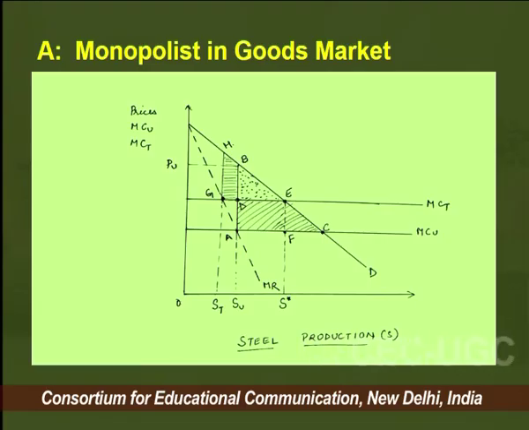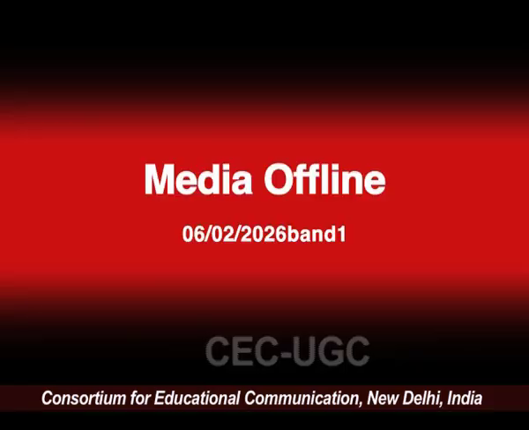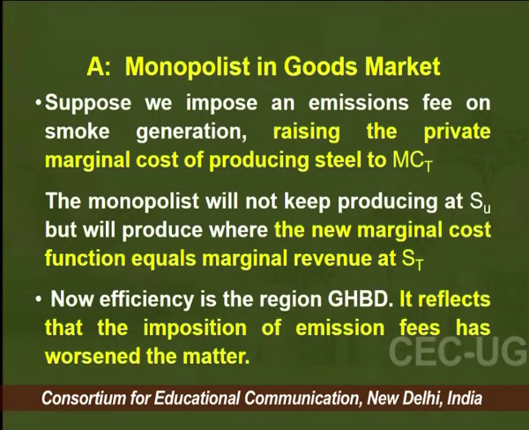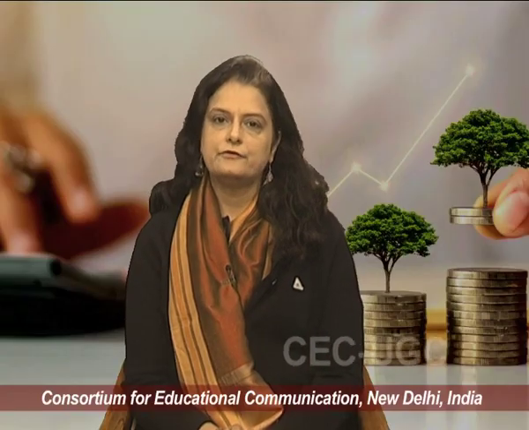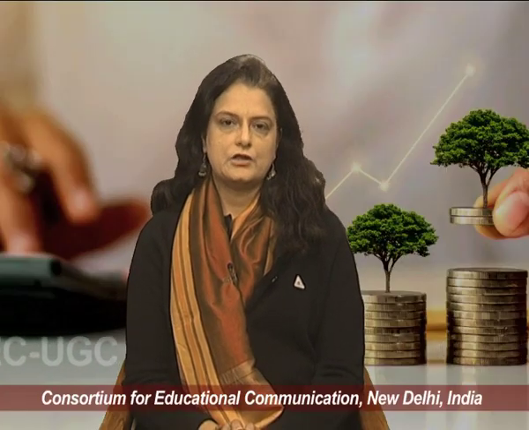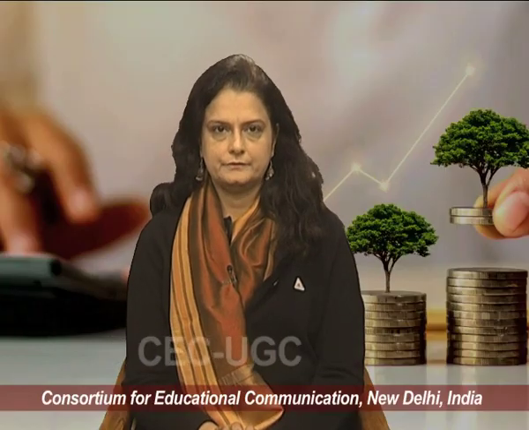So this is the horizontal shaded area, as you can see in the graph. That is the result of reduction due to imposition of emission tax. It reflects that the imposition of emission fees has worsened the matter. How? Because you have finally landed up reducing the product output even further to ST, and you have raised prices further, and therefore you are operating in an even worse scenario, even lower than the efficient level, worsening the efficiency.